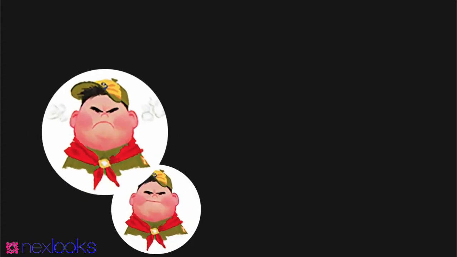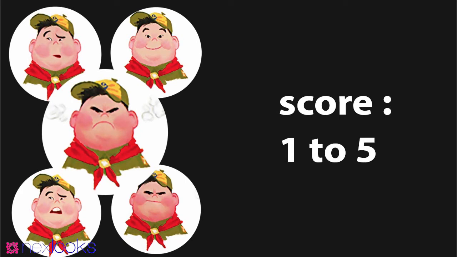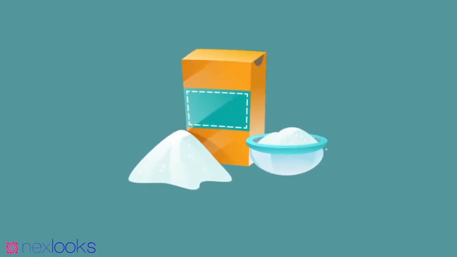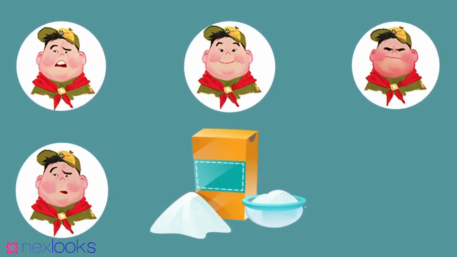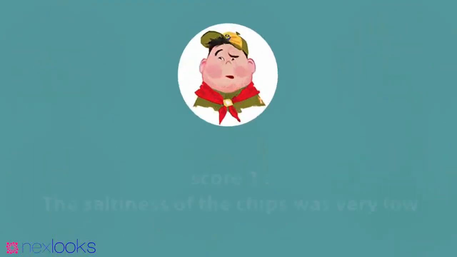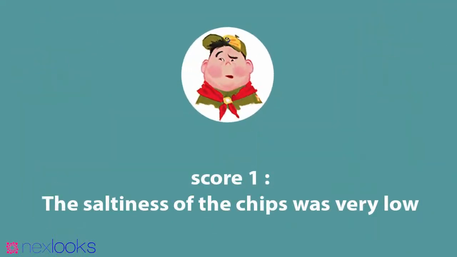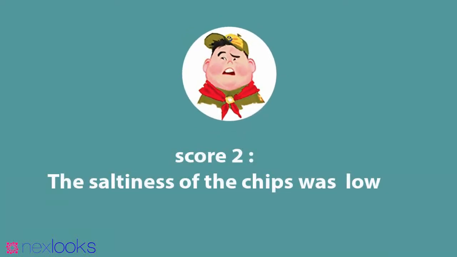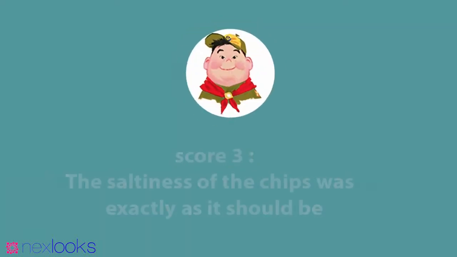We then ask them to give a score of 1 to 5 for each of the features they listed earlier. But this scoring is a bit different from what they gave before. For example, for the saltiness of chips, let's see what each of the scores means. If it was a score of 1, it means the saltiness of the chips was very low. If the score was 2, it means the saltiness of the chips was low.